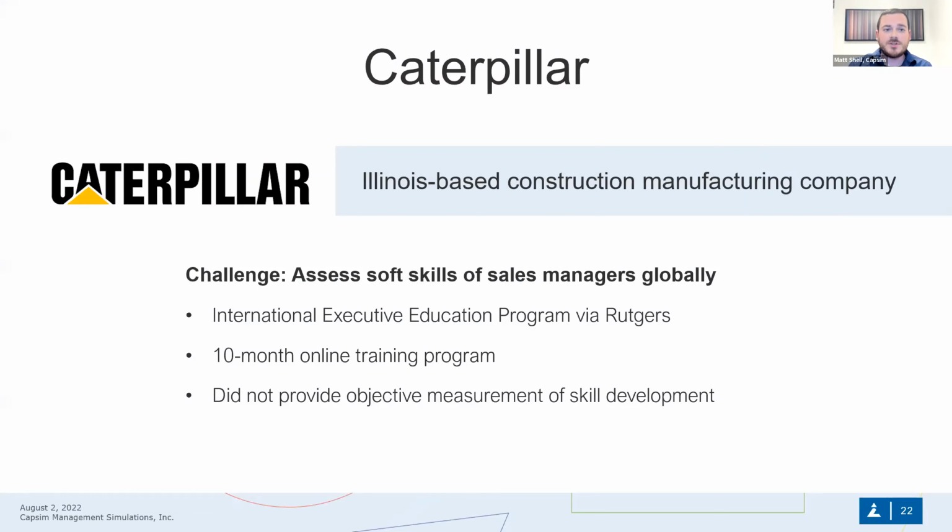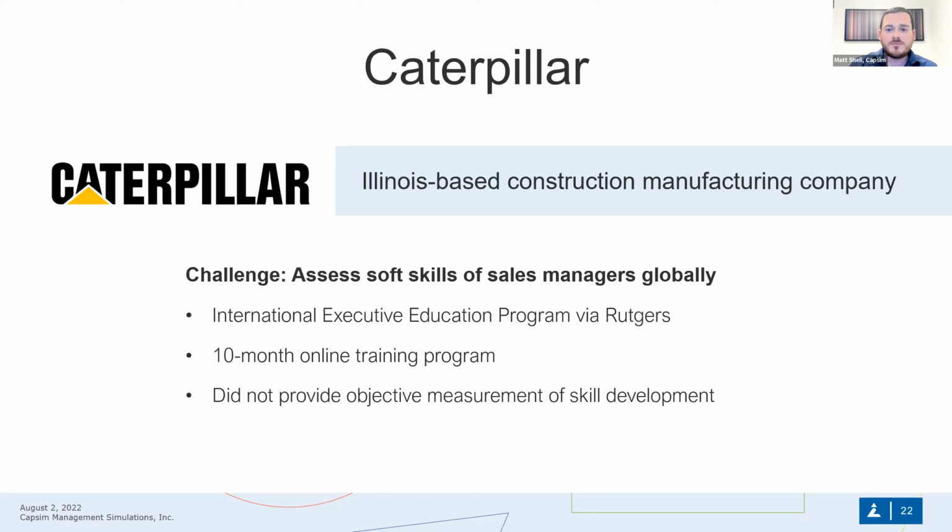As many of you know, Caterpillar is an Illinois-based construction manufacturing company, a global leader in not just the manufacturing, but also in the sale of construction equipment globally. What Caterpillar sought to do was develop the sales capabilities of their different dealers across the globe on multiple continents. To do so, they took part in Rutgers University's long-standing and globally recognized international executive education program. The two partnered to create a phenomenal 10-month online training program, appropriately titled the Sales Management Certification.